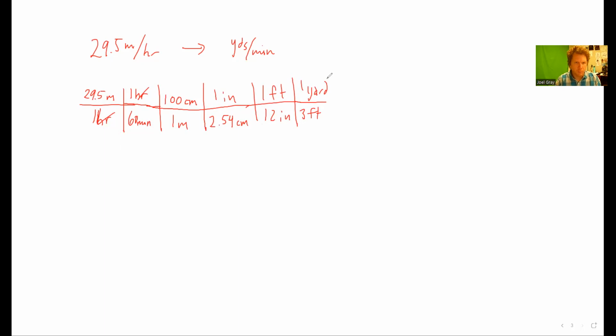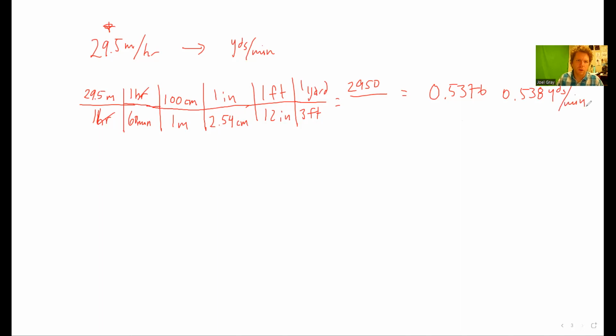So 29.5 times 100 is 2,950. And I'm going to divide that by 60 times 2.54 times 12 times 3. And after all of that, I'm going to end up with an answer of 0.5376, or I'm going to call that 3 sig figs, 0.538 yards per minute.